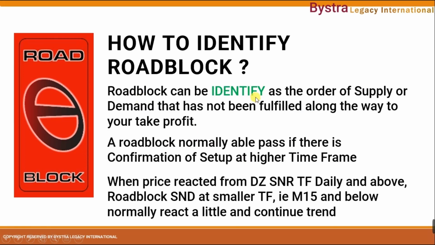It can be identified as the order of supply or demand that has not been fulfilled along the way to our take profit. Normally a roadblock is able to be passed if there is a confirmation at a higher time frame, when price reacted from the danger zone SNR at the daily time frame and above. If we find a roadblock at a small time frame, for example M15 and below, normally price will react a little and continue on the trend. I will show you later on the example, and most importantly, I will show you more in the MT4 or the TradingView chart.